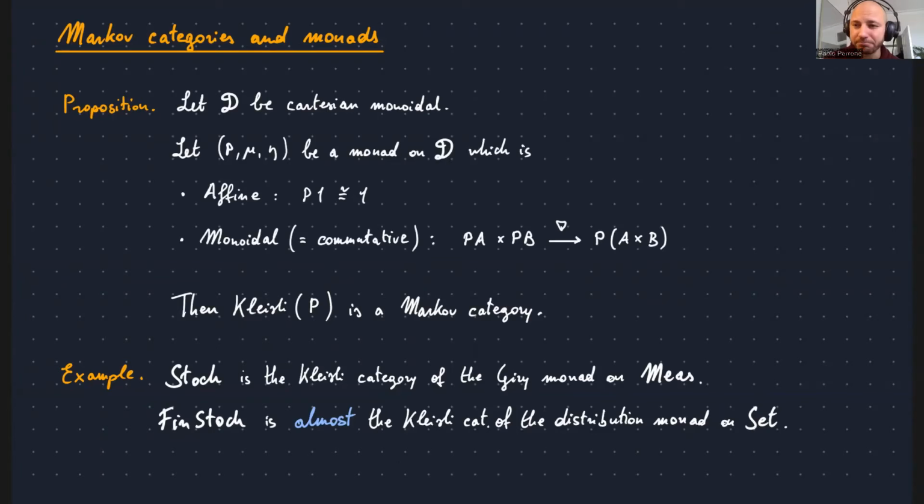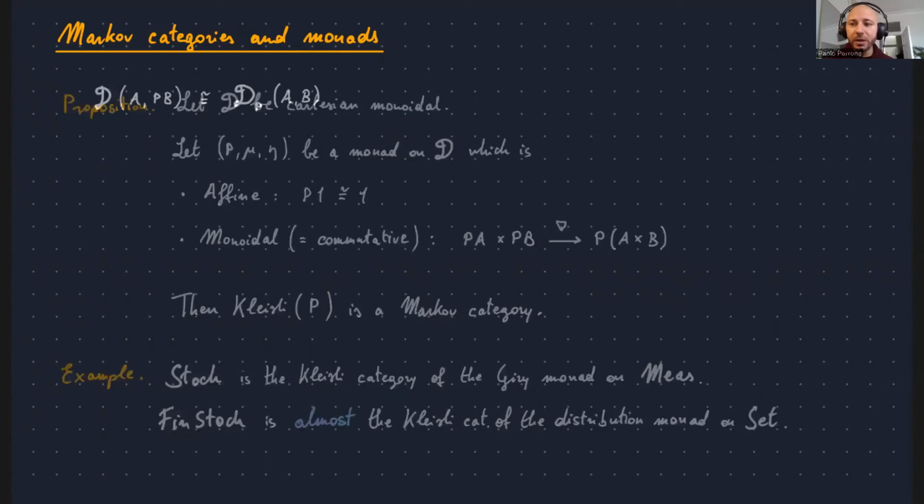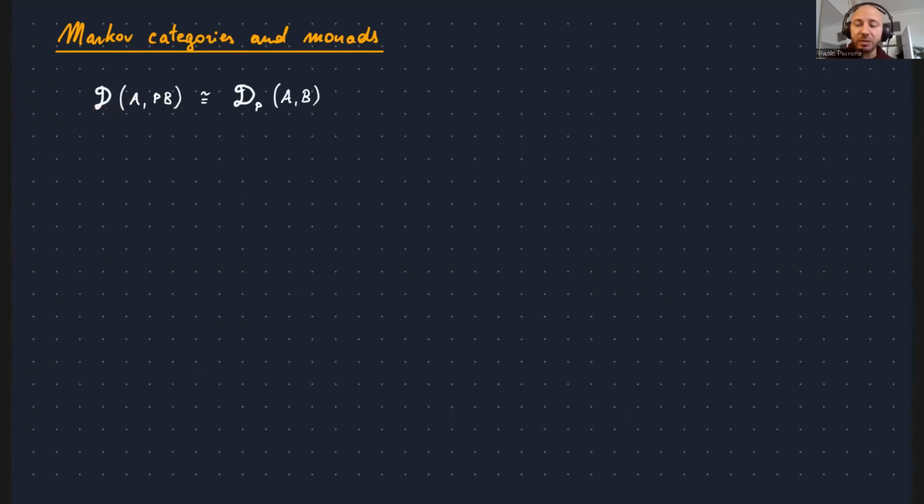The Kleisli category of the distribution monad has as morphisms, again, a form of stochastic matrices, just slightly more complicated. This gives us a lot of Markov categories, because pretty much every probability monad satisfies these properties, and so gives us a Markov category. Now, you might know that to each monad corresponds an adjunction. In particular, there's an adjunction with the Kleisli category, meaning that morphisms from A to PB are the same thing as Kleisli morphisms from A to B. That's almost the definition of a Kleisli morphism.